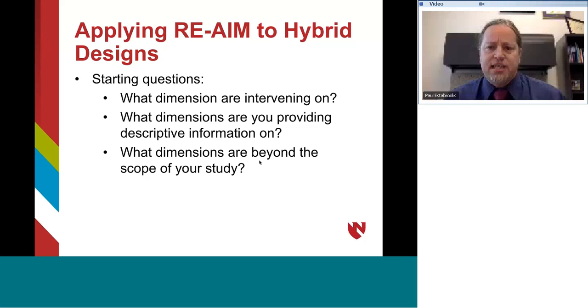And I think, for folks that have submitted grants or papers and use the RE-AIM framework, if you say that you're using RE-AIM, but then you don't have a measure of organizational maintenance, you get criticized for that, when in fact, there are some studies where things like organizational maintenance might be beyond the scope of your study. And so really trying to be clear on the front end on what are we intervening on, what are we going to provide descriptive information on, and what things are just beyond the scope of what we're doing, and providing some rationale for that.